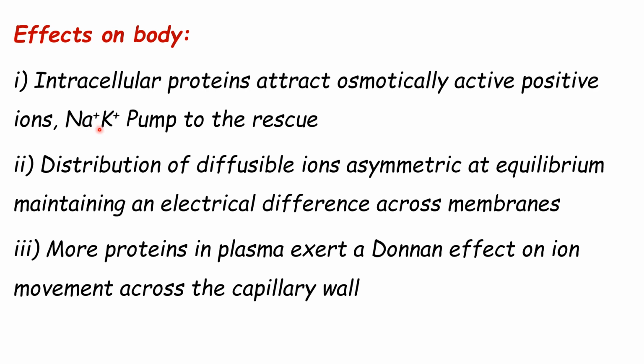But the sodium potassium pump comes to the rescue, and it pushes out 3 sodium ions and brings 2 potassium ions inside. So this leads to maintaining the cell volume. Then the distribution of diffusible ions is asymmetric at equilibrium, maintaining an electrical difference across the membranes. It will maintain the electrical difference across the membranes because of this redistribution of diffusible ions. So there is a gradient created. This gradient leads to development of electrical differences across the membranes.